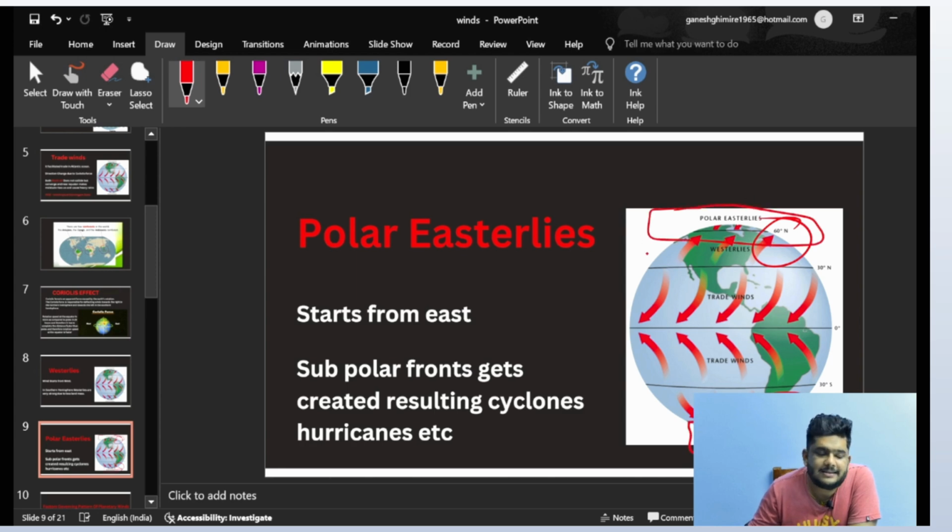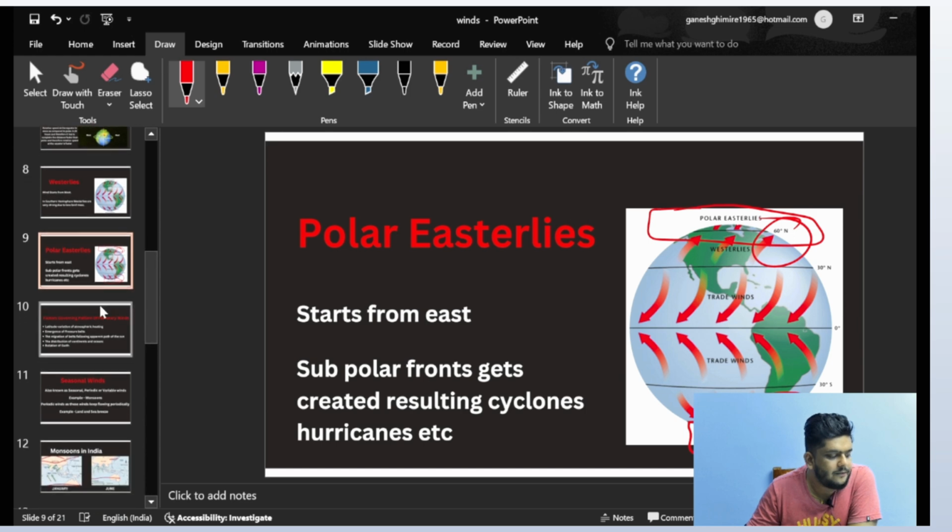Now what happens here is that subpolar fronts get created. That is the reason why there are so many cyclones and hurricanes in this area. Recently, even America faced a very tragic hurricane. What was the name of that hurricane? If you are following current affairs, please comment down in the comment box.